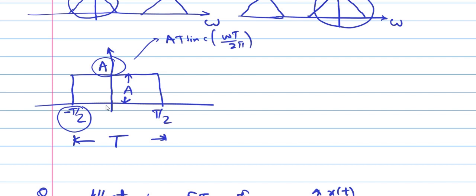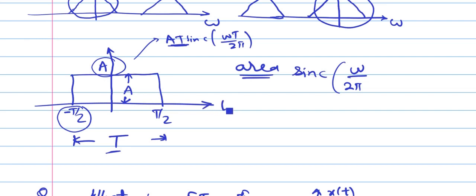And this height is A. And what is the area of a rectangle? Height into width, length into breadth, right? So A into T. So here is what? Area. Then sinc, area times sinc(ω/2π), that is fixed. And what is this T here? Here my T is nothing but the duration on the x-axis. So here it is capital T, where T is the duration.